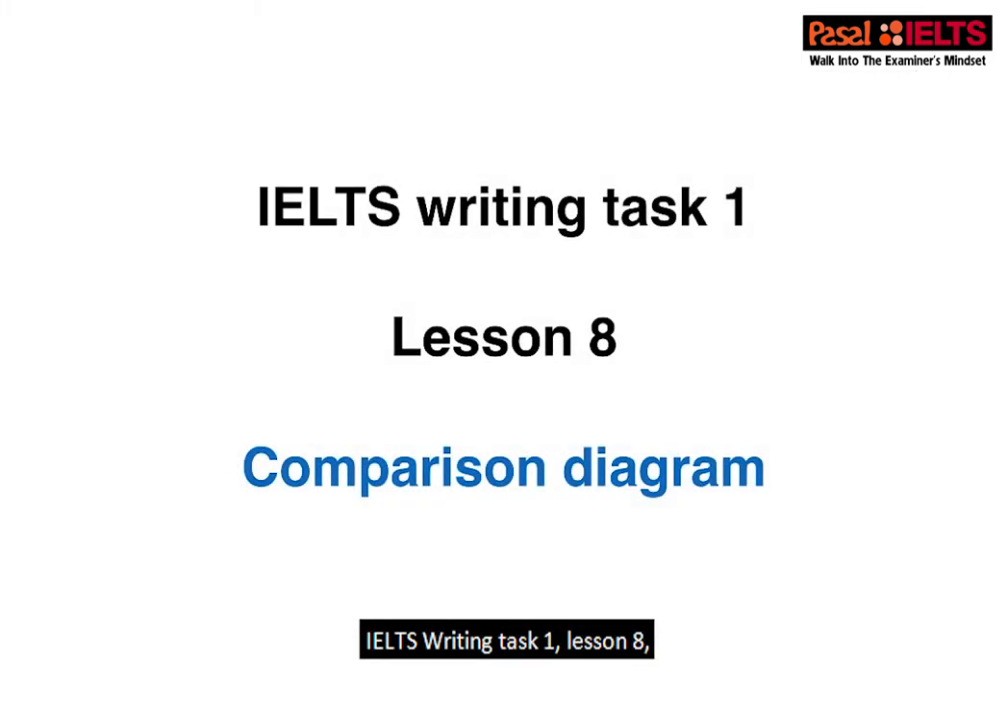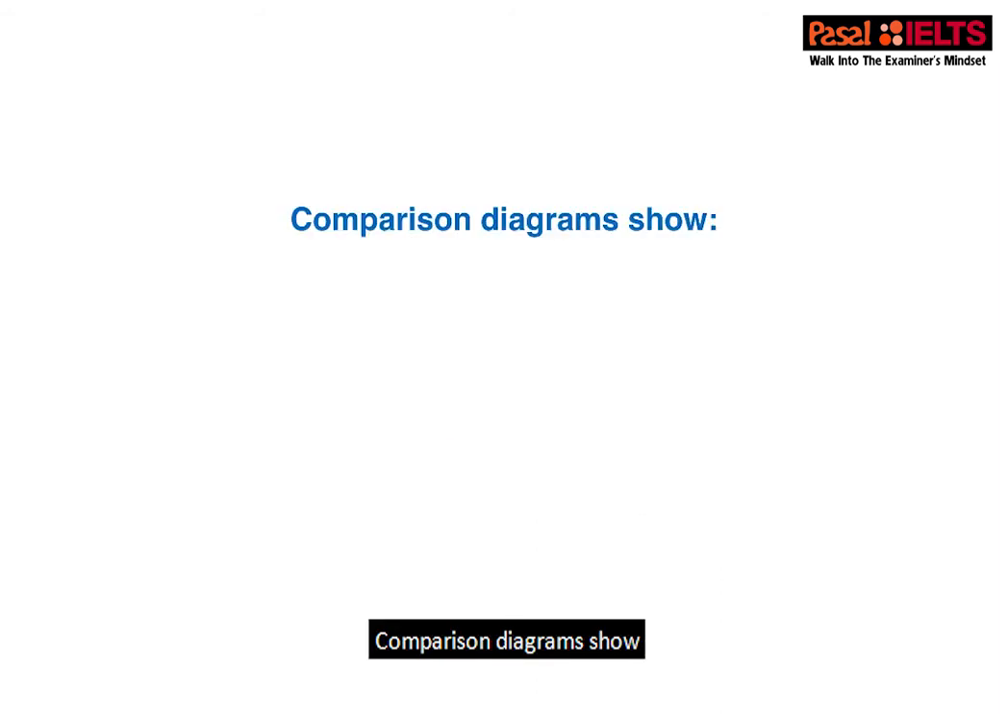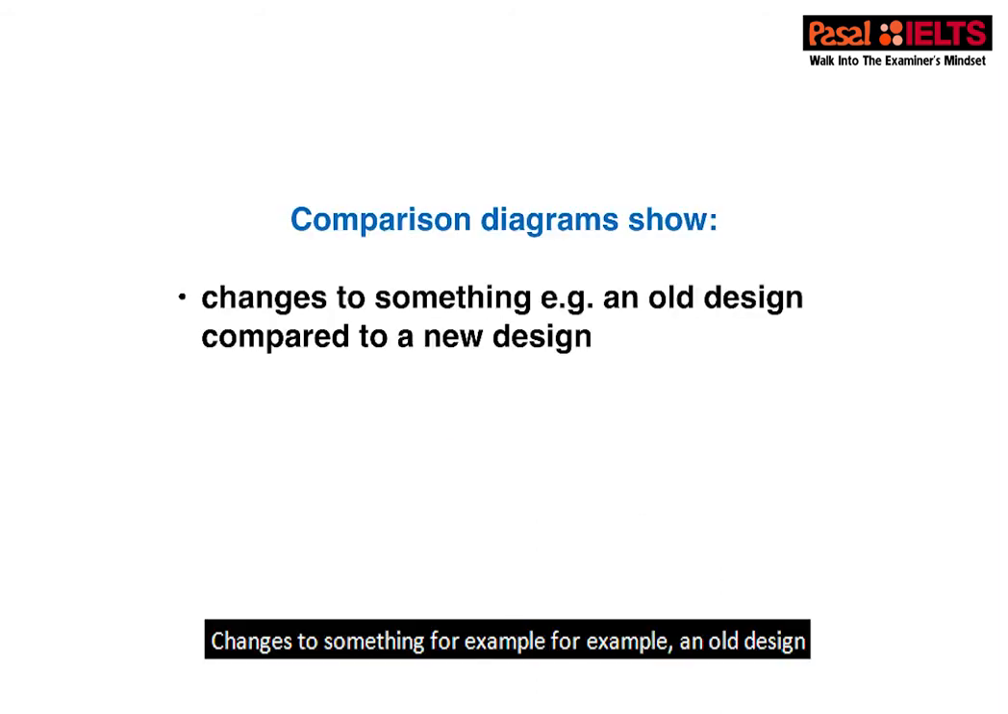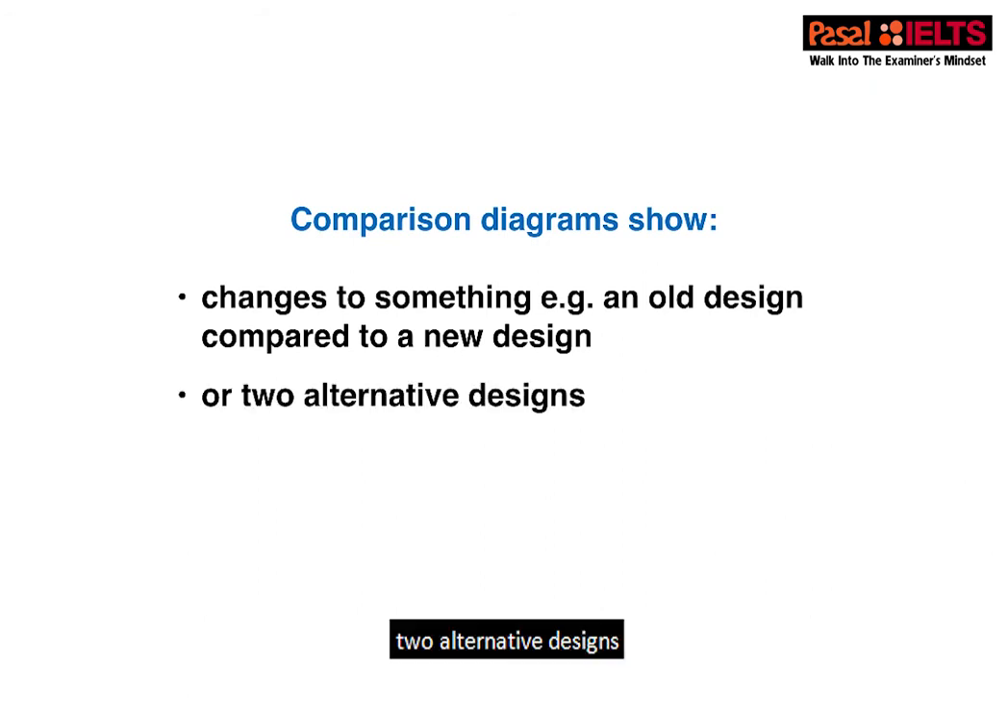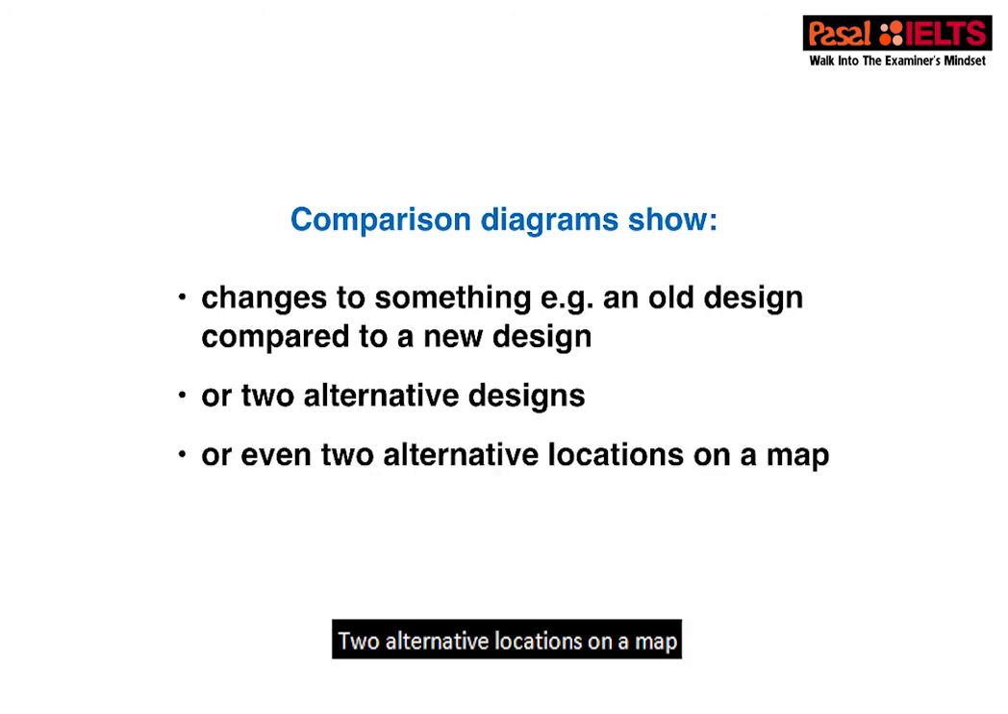IELTS Writing Task 1, Lesson 8, Comparison Diagram. Comparison diagrams show changes to something, for example, an old design compared to a new design, or two alternative designs, or even two alternative locations on a map.